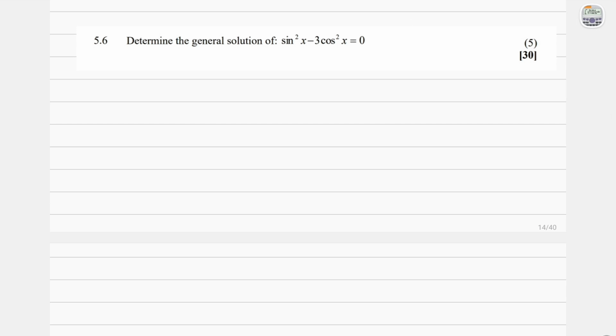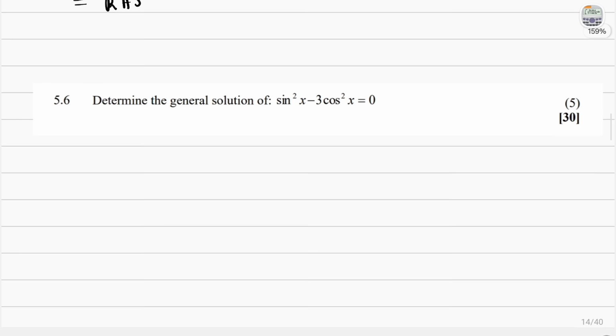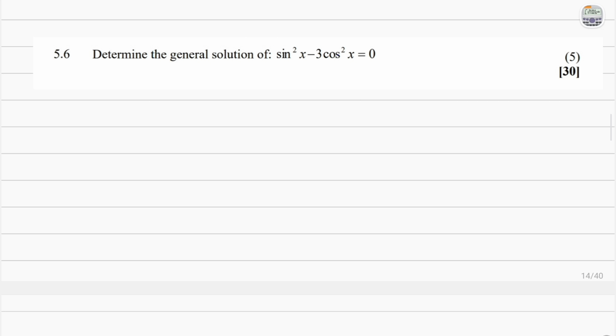Question 5.6 says, determine the general solution of sine squared x minus 3 cos squared x equals 0. Okay, we can create tan from this because we have squared x and squared x. Okay, it's not like x and then 2x, for example. So we have sine squared x, and we can just transpose this negative 3 cos squared x. So it becomes positive 3 cos squared x.